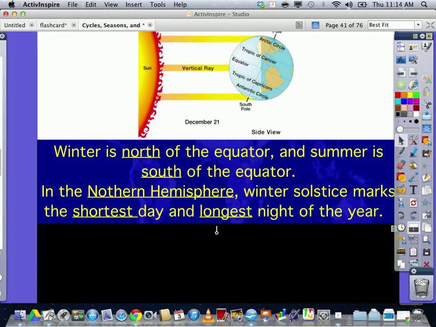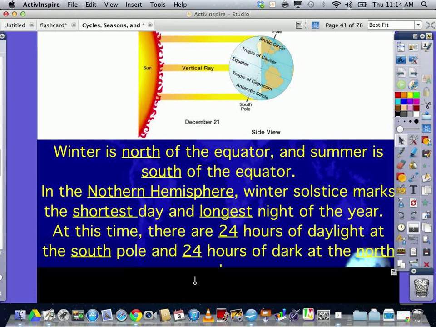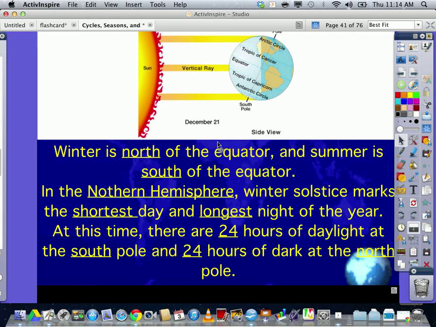So this marks the shortest day and the longest night of the year. Think about what winter is like. The days are really short. It gets dark really early, and the nights are long. At this time, like I just said, so take a look again at the North Pole. There are 24 hours of dark at the North Pole, 24 hours of daylight at the South Pole.